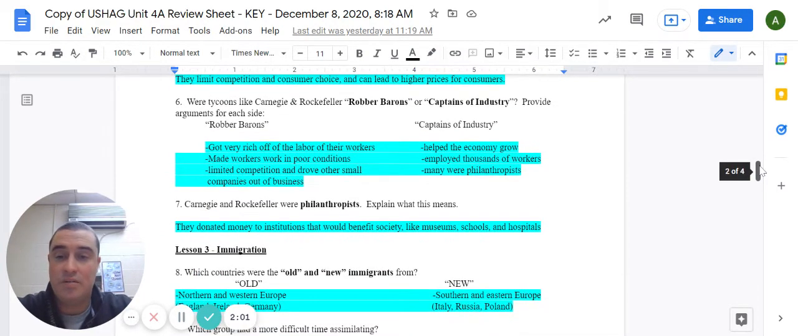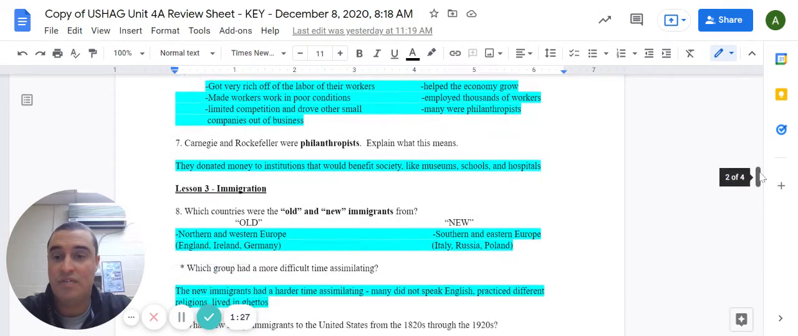Number six, these tycoons like Carnegie, Rockefeller, JP Morgan, guys like that, were known as both robber barons and captains of industry. As far as them being known as robber barons, this is kind of the negative way to describe these guys. They got very rich off the labor of their workers. They made their workers work in poor conditions. They tended to limit competition and be very ruthless and drive other companies out of business. But they also did some positive things too. Describing them as captains of industry is because they helped the economy grow. They did employ thousands and thousands of workers, and many were philanthropists.